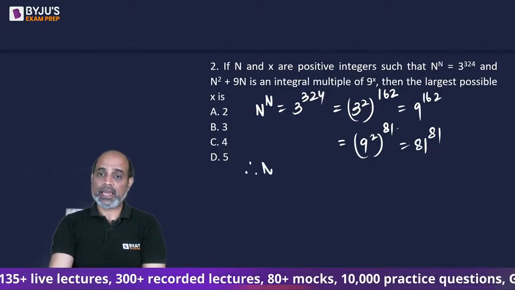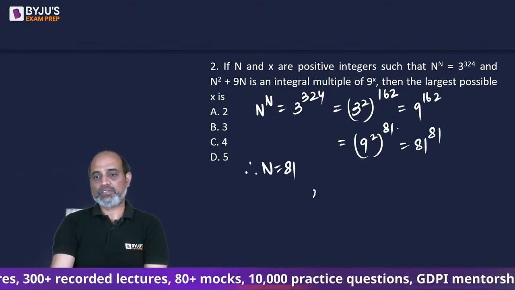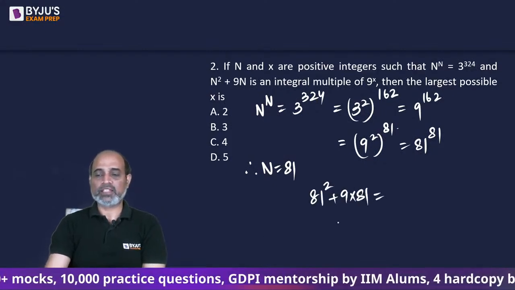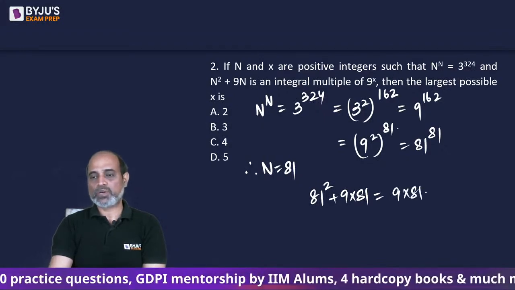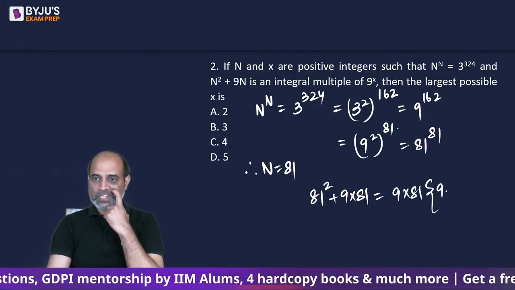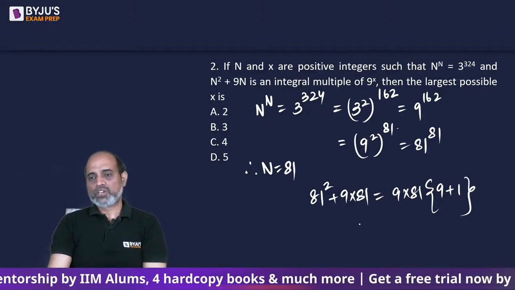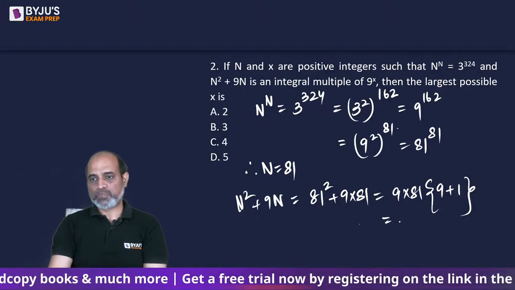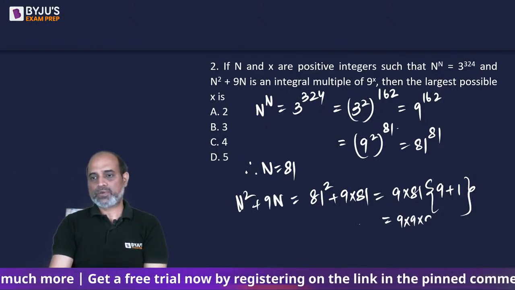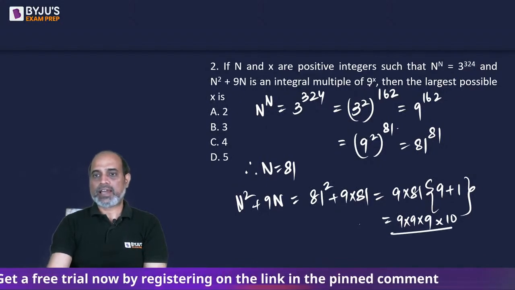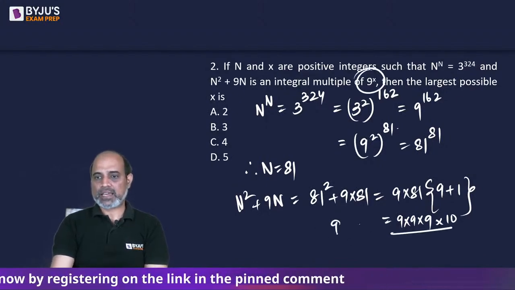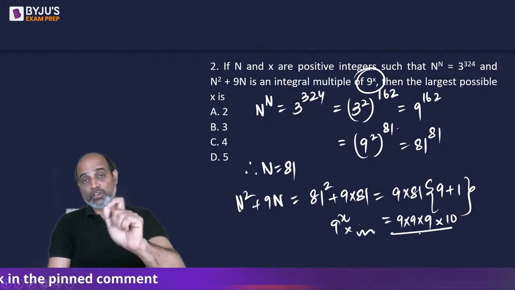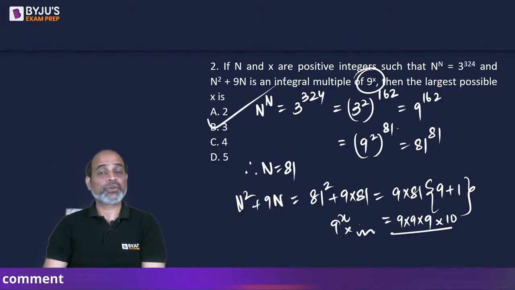So n is 81. If n is 81, we are looking at 81 square plus 9 into 81. The thing that we can take out is 9 into 81 throughout, and then we'll be left with 9 plus 1 over here. So n square plus 9n is going to be 9 into 9 into 9 into 10, and we need this to be written as 9 to the power x times something. So the highest number of 9s that we have over here is 3.